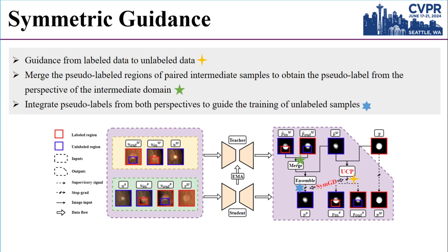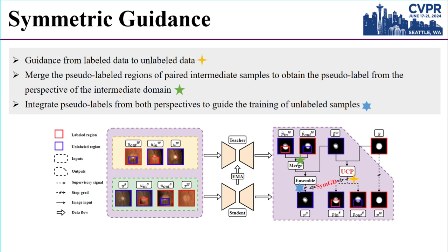the target domain. On one hand, the pseudo-labels of unlabeled data and the ground truth of labeled data are concatenated to guide the prediction of intermediate samples. On the other hand, the paired intermediate samples possess complementary unlabeled regions, and by concatenating the pseudo-labeled regions, pseudo-labels from the perspective of the intermediate domain can be obtained.